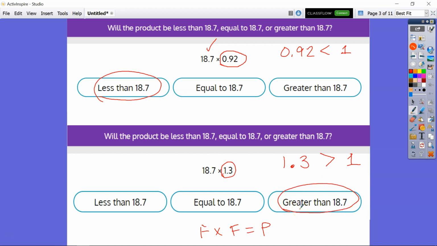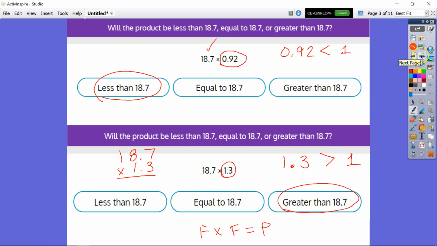I wouldn't suggest you do this, but you could write out the multiplication sentence in the standard algorithm and multiply it out. But that's just a check that you can do if you're still unsure. I know that because 1 3/10 is greater than 1, the product of 18 7/10 times 1 3/10 is going to be greater than 18 7/10.